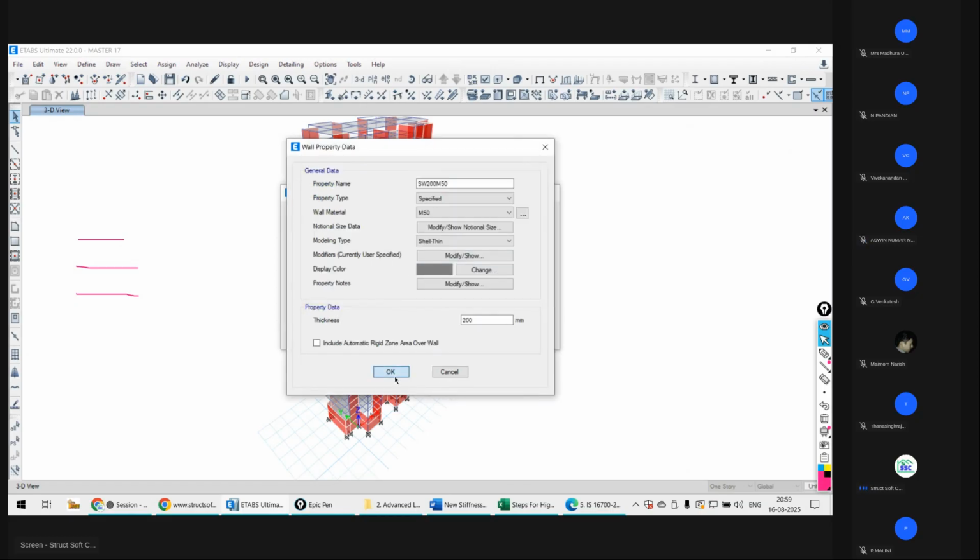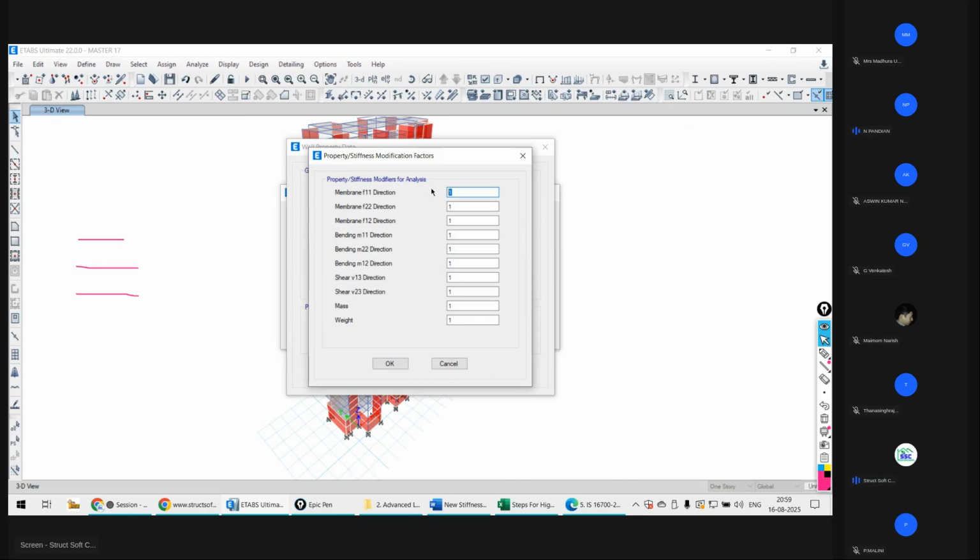Okay, done. So the property modifier has to be applied separately for the service condition and as well as for the design condition. Yes, correct. So in that condition, you have to do the analysis for two different cases. Yes, let's first ensure that for the serviceability case all the checks have been performed. Then finally go for the design. Okay, sir.